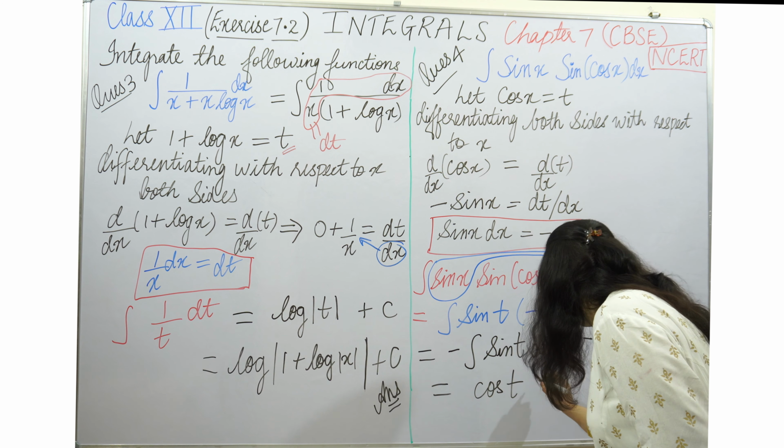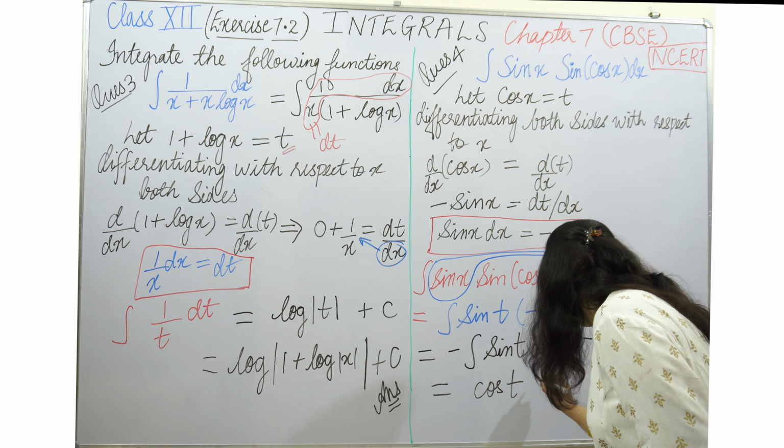But we cannot leave our answer in terms of t, because the question they have asked is in terms of x. So we'll resubstitute whatever we assumed over here. So it will become cos of cos x plus c as our answer. C is the integration constant we need to include in every question.